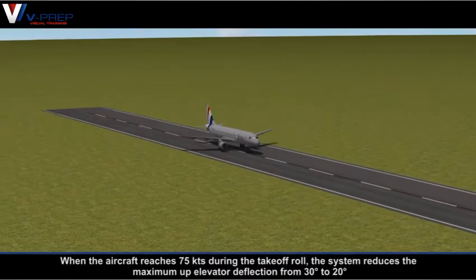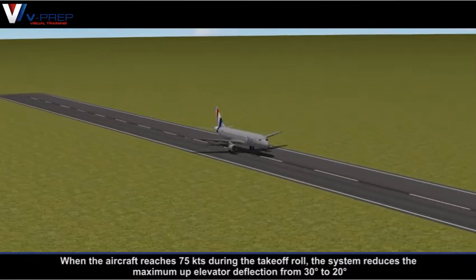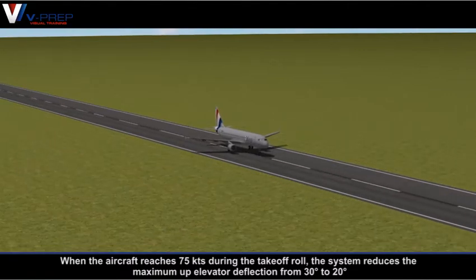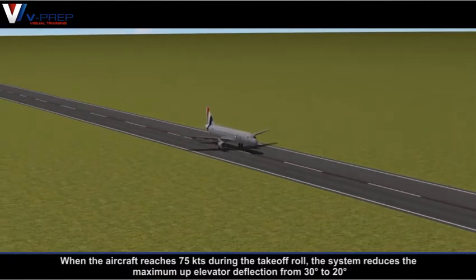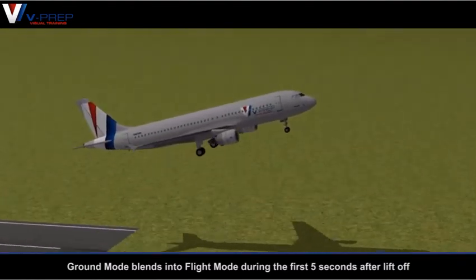When the aircraft reaches 75 knots during the takeoff roll, the system reduces the maximum up elevator deflection from 30 degrees to 20 degrees. Ground mode blends into flight mode during the first 5 seconds after liftoff.